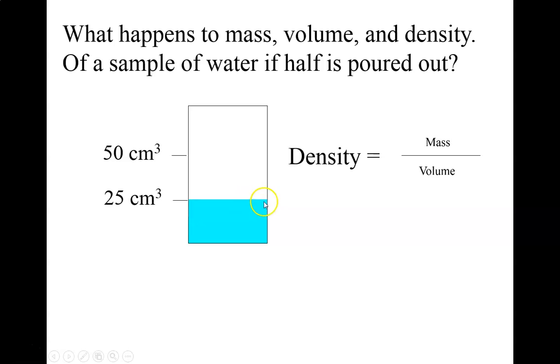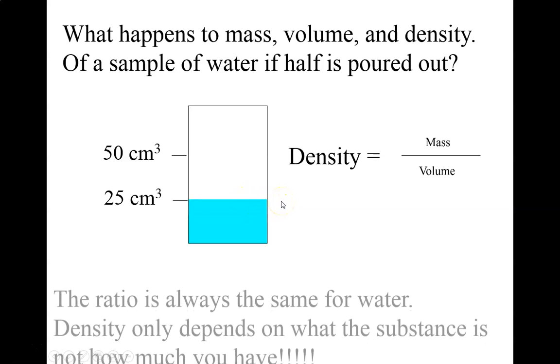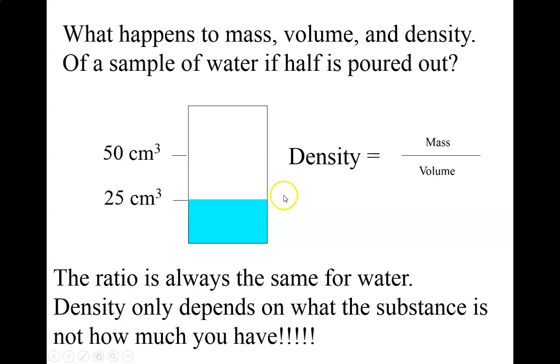What happened to my density of water? Well, mathematically, we have the top and we have the bottom. The ratio will not change. The other thing we can say is that we didn't change how compact the atoms were. Water molecules are still doing water molecule things. They're still the same separation. So I didn't change the density of water by pouring half of it out. This is important.